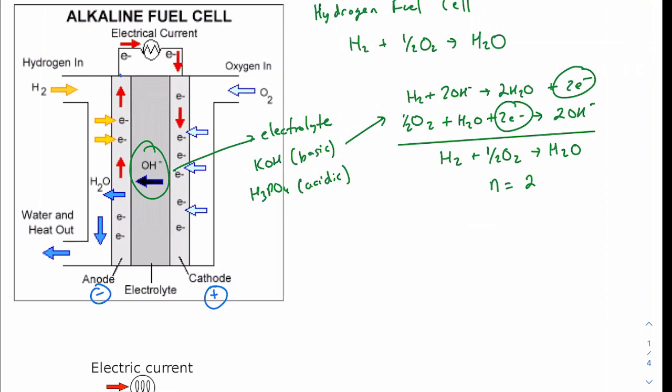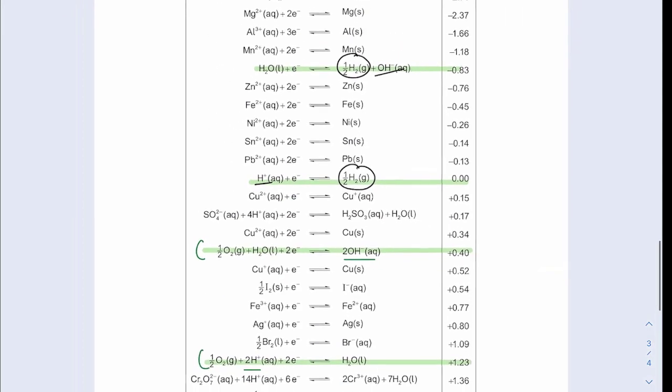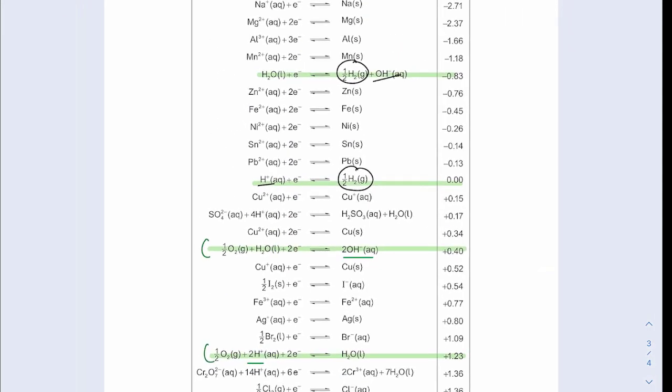So remember, these two reactions are given to you in your data booklet right here. You'll notice the basic one here to form OH minus, and then the basic one here for the hydrogen oxidation as well. So again, this minimizes what you have to memorize. These you don't have to worry about.